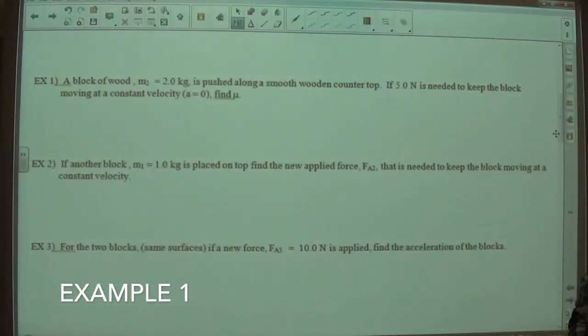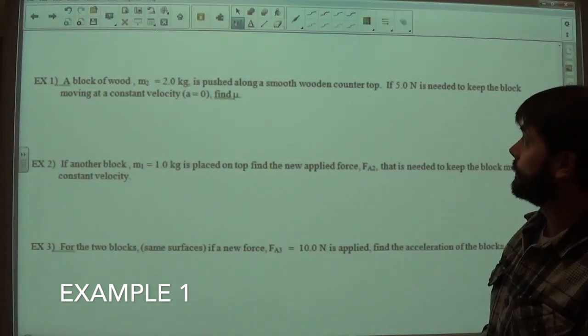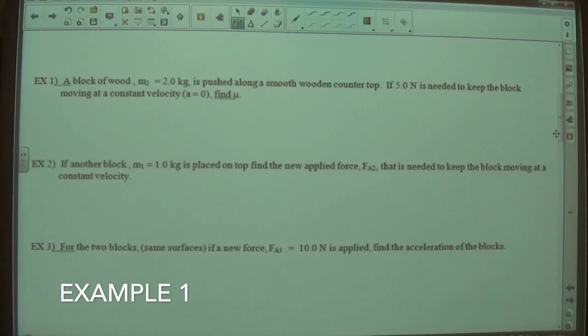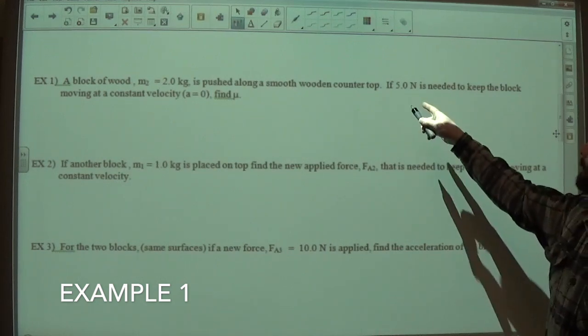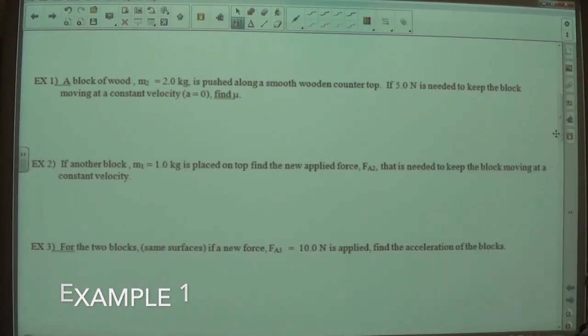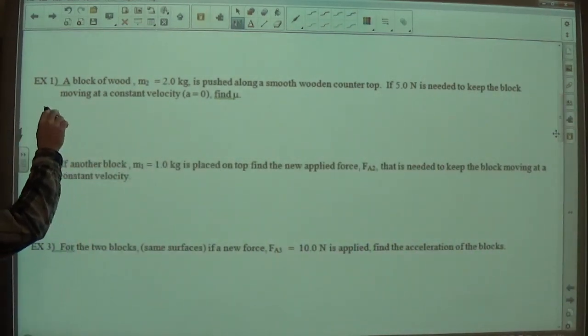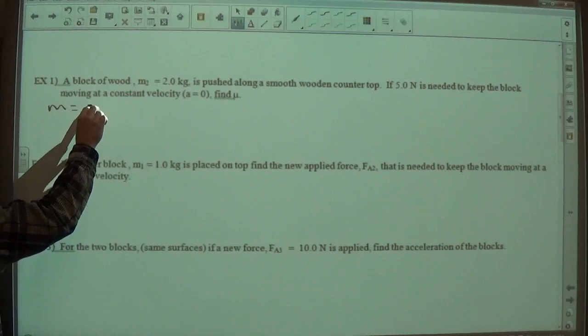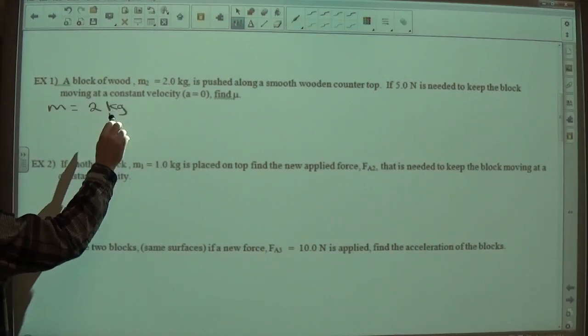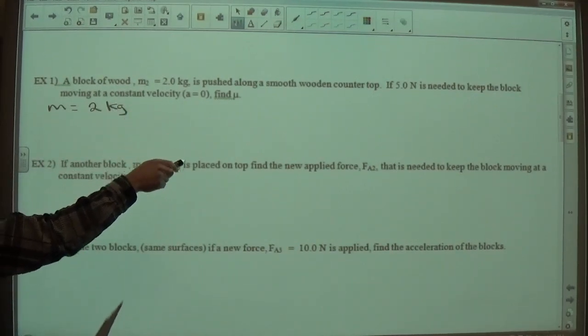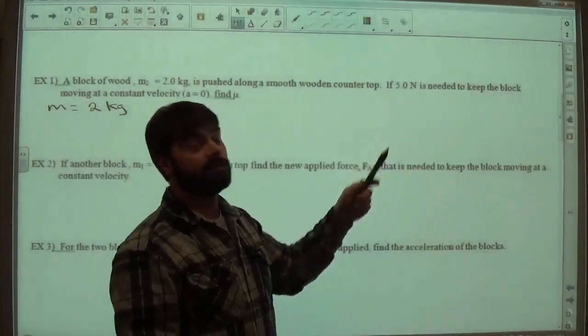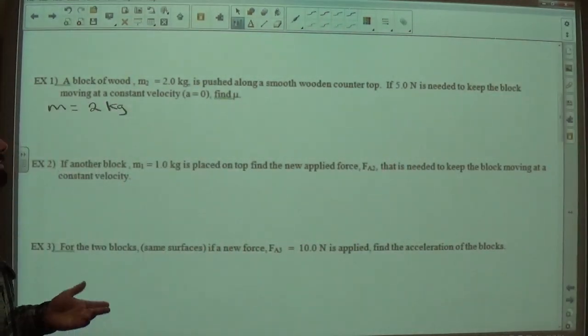So they tell us a block of wood has a mass of 2 kilograms. It's being pushed along a smooth wooden countertop. It says if 5 newtons of force is needed to keep the block moving at a constant velocity, please find mu. Okay, so let's see what they give us. They give us mass, which is 2 kilograms, and they give us the force applied here. So this is the force to keep the object moving at a constant rate.